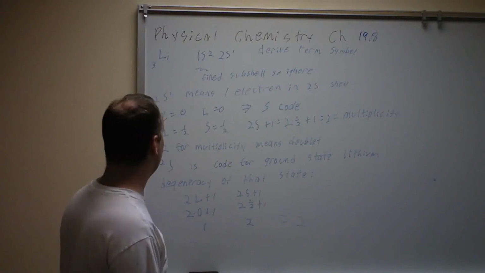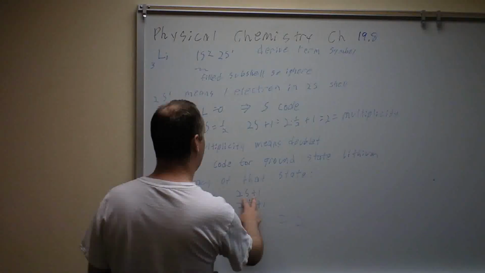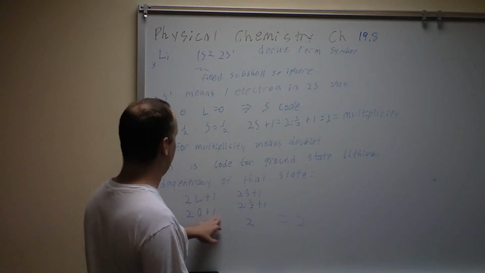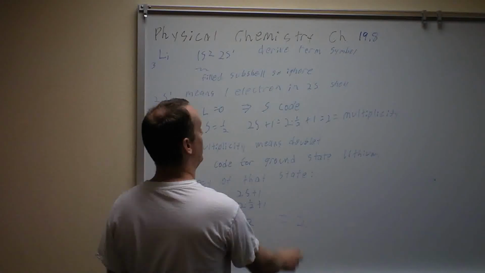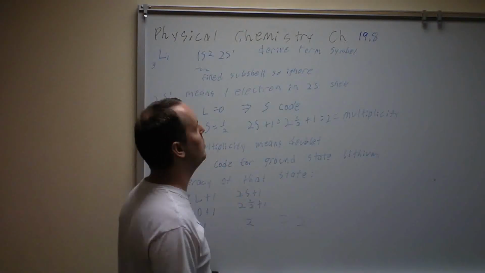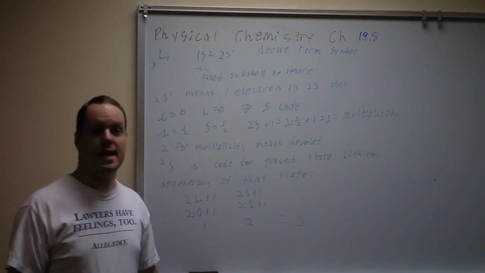Now, what is the degeneracy of that state? Remember, it's 2L plus 1 times 2S plus 1. So we get 2 times 0 plus 1 is 1. 2 times 1/2 plus 1 is equal to 2. So it's 2, which makes sense, it's a doublet state. That is all I got.